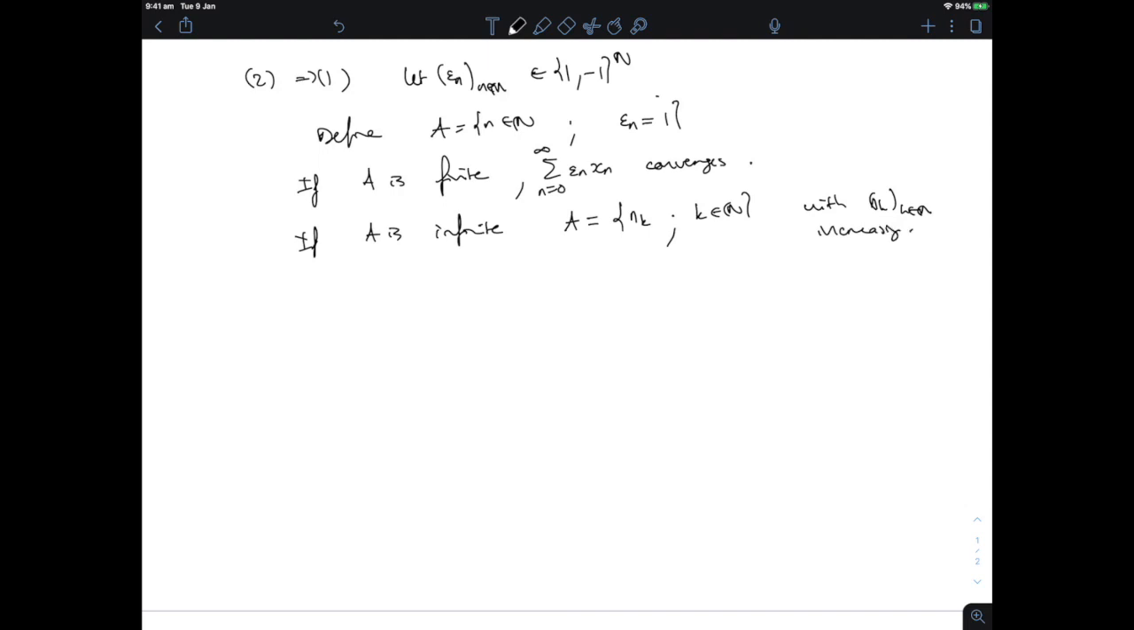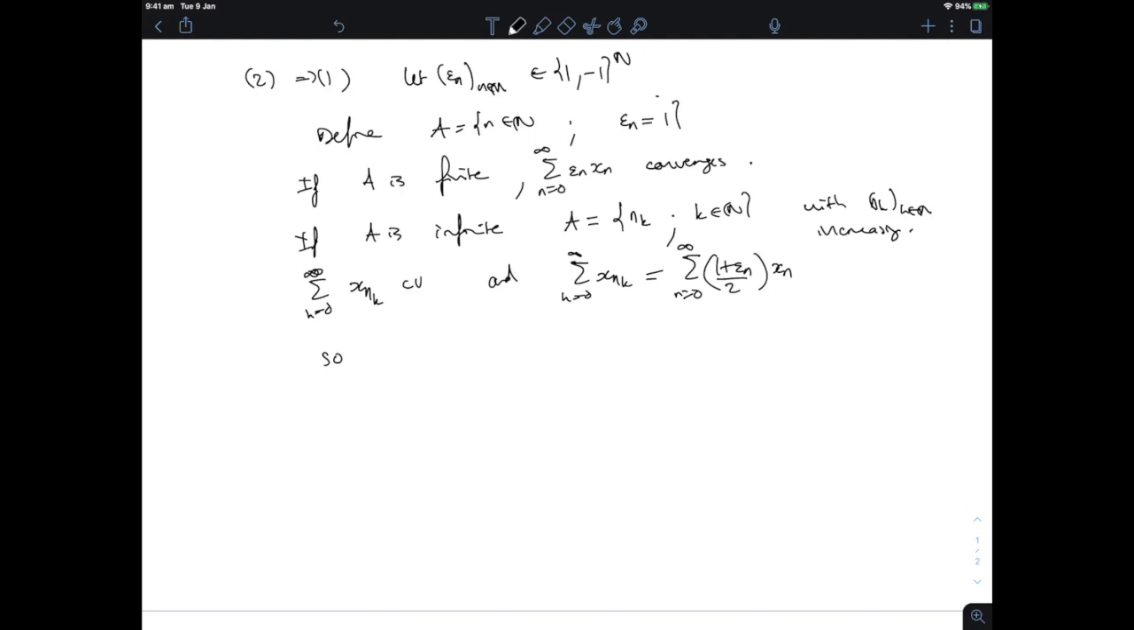Because it's in bijection with N. And you know that the sum of x_{n_k} converges. That's your assumption too. And because this converges, you can notice that the sum of x_{n_k}, which we know converges, is equal to the sum of (1 plus epsilon_n)/2 times x_n. Right, because (1 plus epsilon_n)/2 is going to be equal to 1 whenever you're in A, and it's going to be equal to 0 whenever you are not in A. So it picks exactly the n_k terms in the sum.